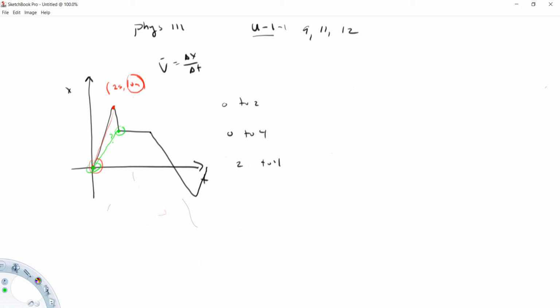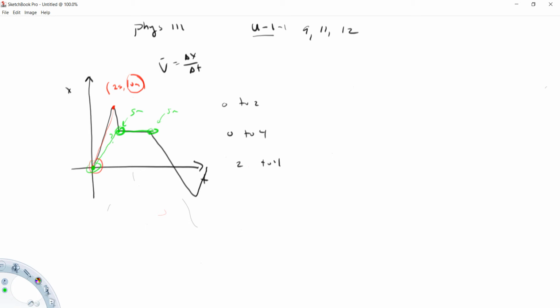And from 2 to 4 seconds. So 2 seconds on the graph is here. 4 seconds is here. Again, the y coordinates for that, at least on my picture, are around 5 meters, and the y coordinate here around 5 meters. So you're looking for the slope of this line and so forth. That ought to get you through number 9.